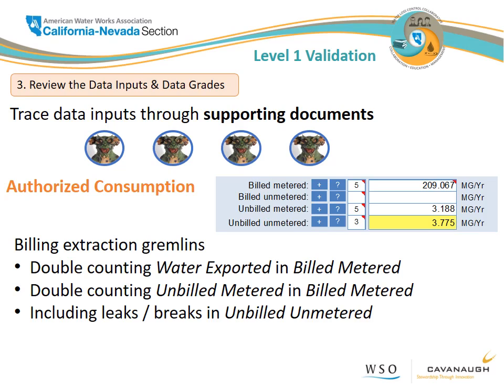Finally, on this one, we want to be careful not to include estimation of water lost due to leaks or breaks in the unbilled unmetered number. If you are tracking that, and many folks are, that's a good thing. That information will come in handy later for analyzing your leakage, but for the top-down water audit, it actually does not have a place where it goes. You want to make sure you leave that out.